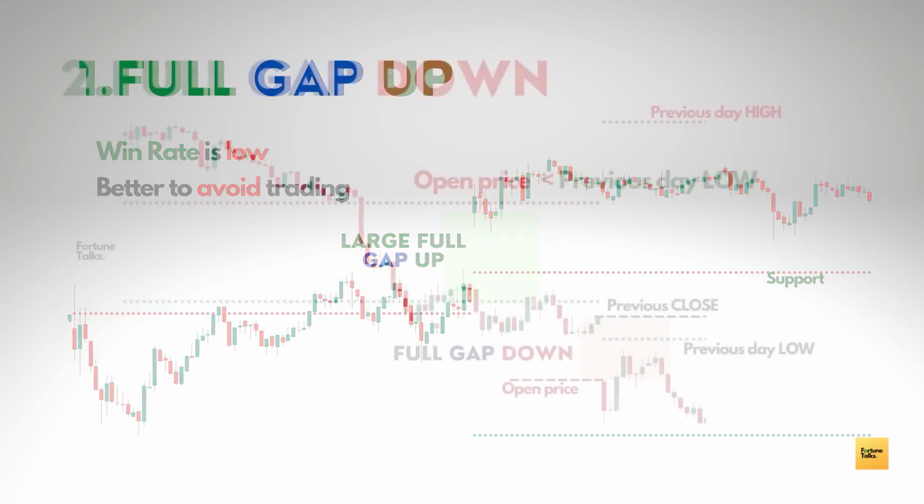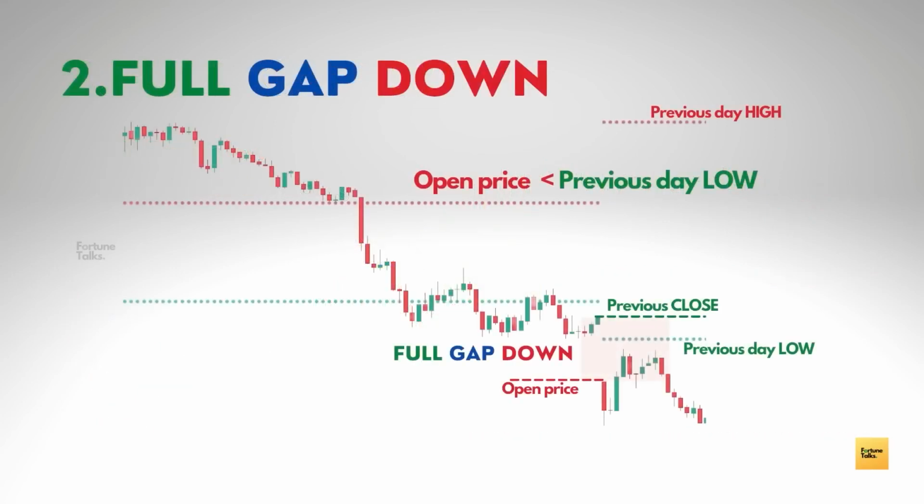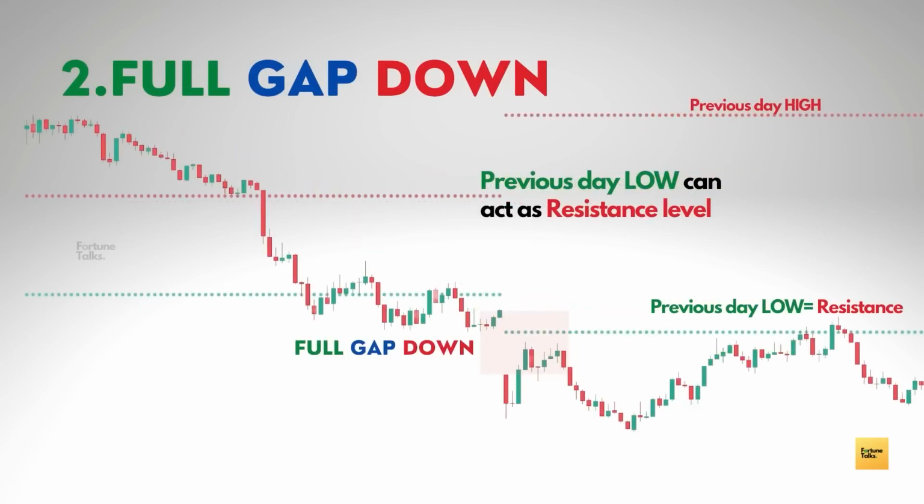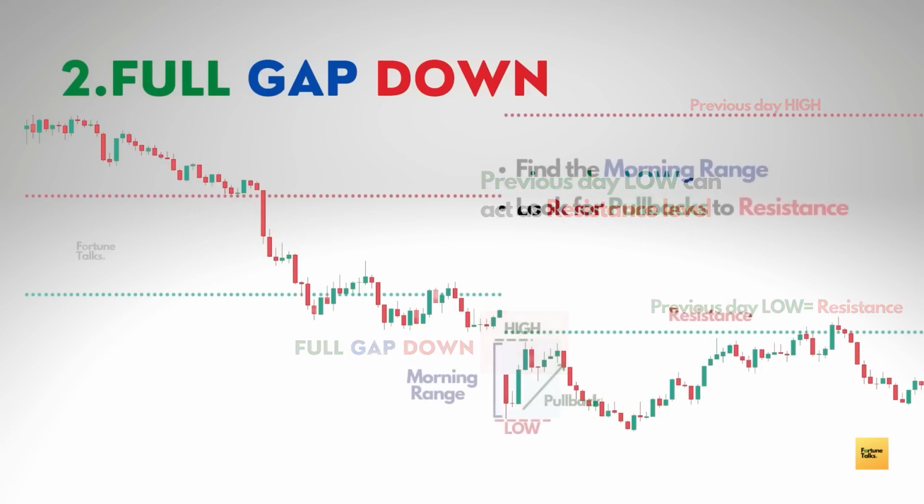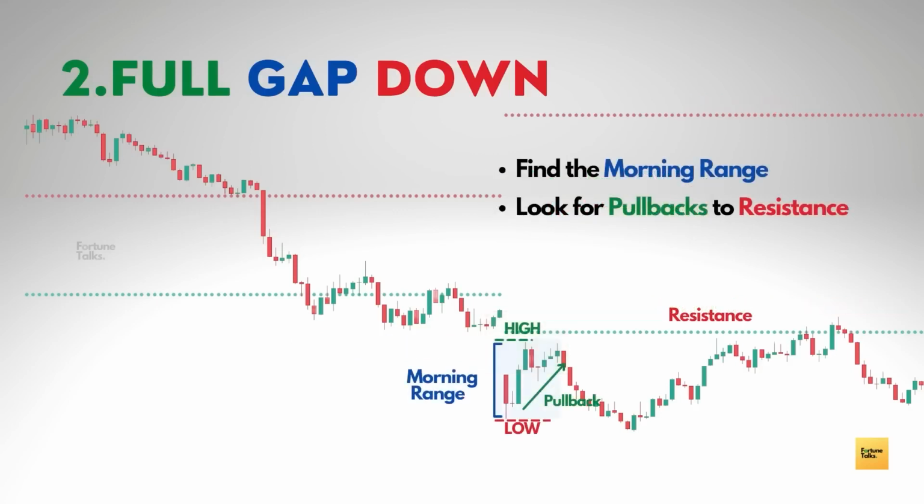Moving on, let us talk about a similar case, but it is about a full gap down. That is, the price opened below the previous day's low. In this case, the previous day low will act as a resistance level where there could be potential sellers coming in and push the price lower. So in our approach, we will wait for the first hour so that the volatility will cool down, and then if we see a pullback of the prices back to the previous day low, which is a potential resistance level.